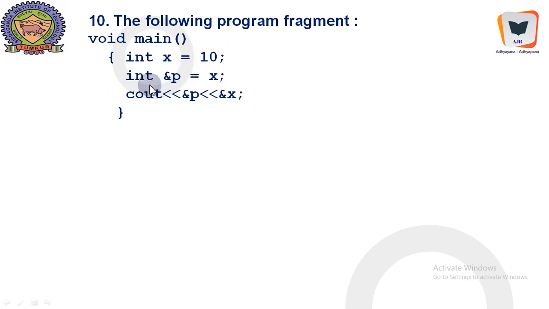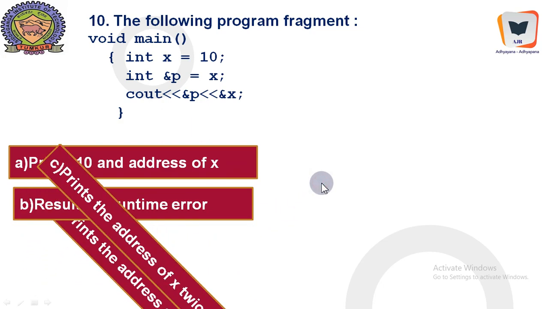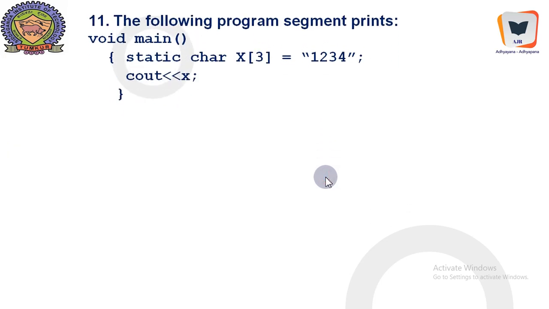The second statement, integer ampersand p equal to x, aliases p to x. That means it is a different name given to x. This means they refer to the same memory location. So the address of x will be the same as that of p. Therefore, the value of x, 10, should be printed 2 times. It prints the address of x twice, or prints the address of p twice. Both are correct, because address of p is nothing but address of x.